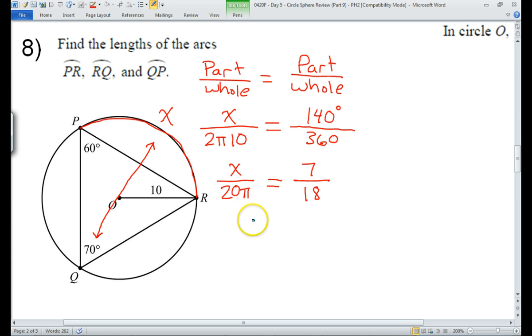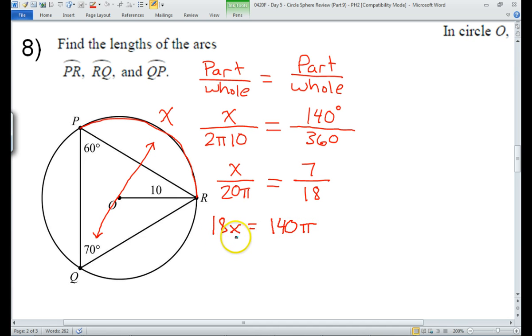Somebody in the room probably said cross multiply, and you'd be exactly right. So let's do 18x equals 7 times 20. Let's not make a decimal yet. Sometimes they will have us leave the answer in terms of pi, so let's leave pi in the problem for now. 7 times 2 is 14, so 7 times 20 is 140. So that's going to be 140 pi. Just don't forget your pi.